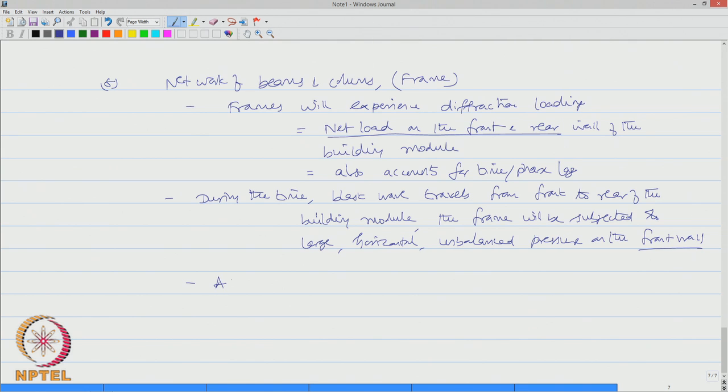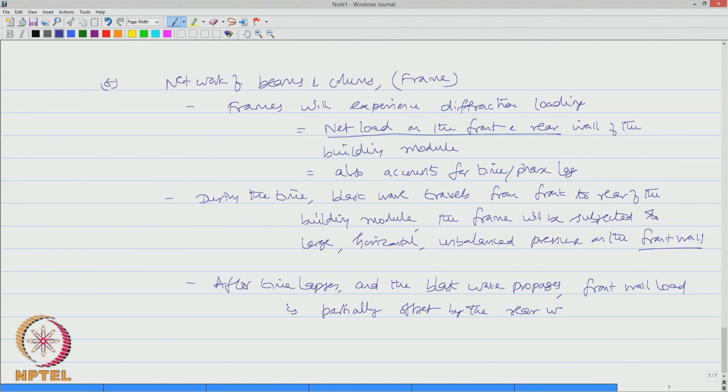After time lapses, and the blast wave propagates, front wall load is partially offset by the rear wall load.